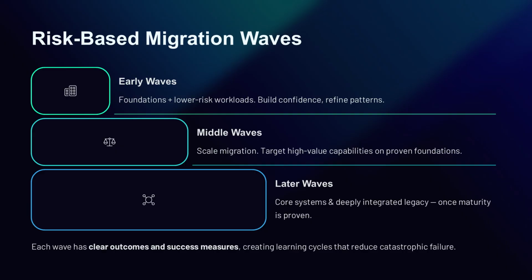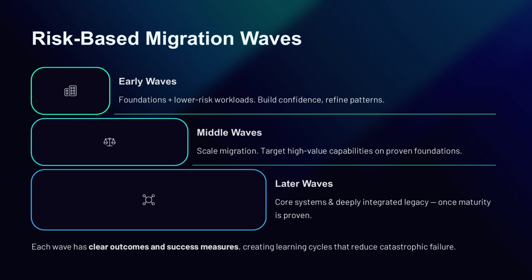Now that capacity is included, you can design migration waves based on risk and value. Early waves often focus on building foundations and migrating lower risk workloads to build confidence and refine patterns. Middle waves scale migration and target high value capabilities once foundations are proven.